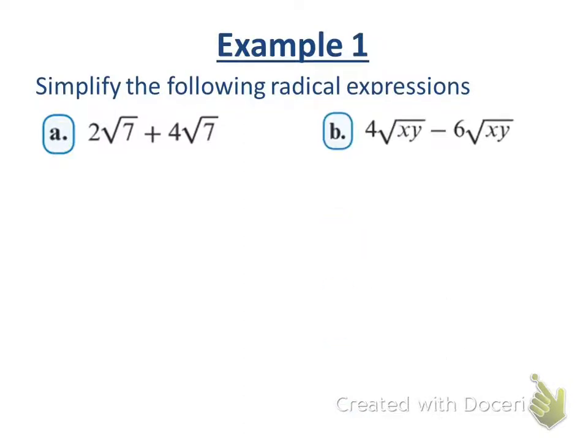2 square roots of 7 plus 4 square roots of 7 is 6 square roots of 7. That is correct, right? Because the radicals are like, same index, same radicand, we can add them. The next one: are those two radical expressions like radicals? Yes, the radicands are both xy. The index is both square root, so we're good to go. What's 4 minus 6? Negative 2 square roots of xy. You could read that as negative 2 square roots of xy or negative 2 times the square root of xy. Either way.